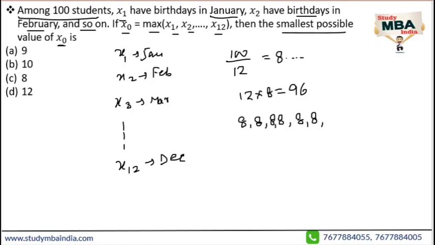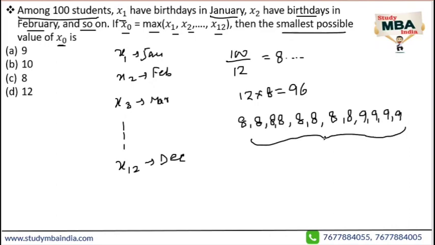1, 2, 3, 4, 5, 6, 7, 8. So 8 times 8 will give us 64, and the 4 that are left, we will give one more each, so 9, 9, 9, 9. So in total we have 12, 8 plus 4 is 12, and 8 times 8 is 64 and 9 times 4 is 36, hence we completed the 100, right?